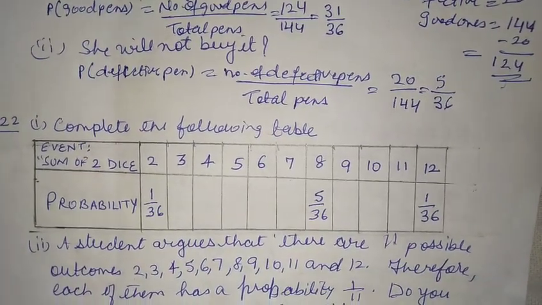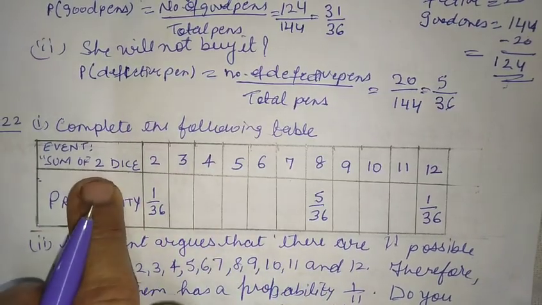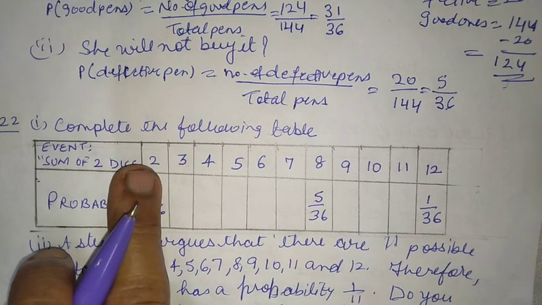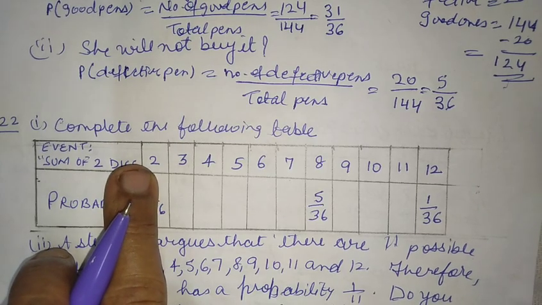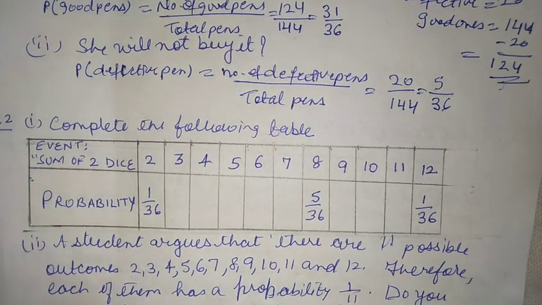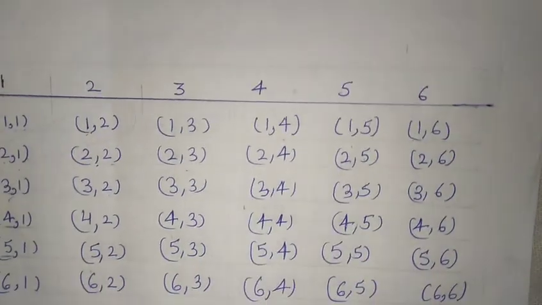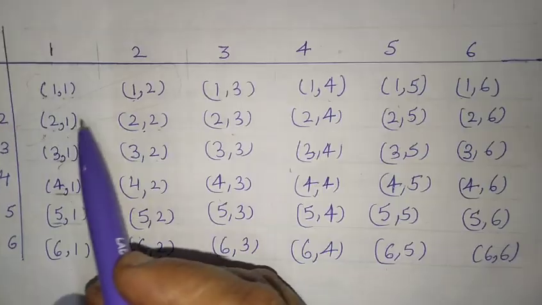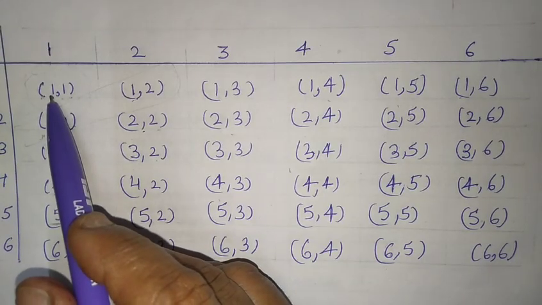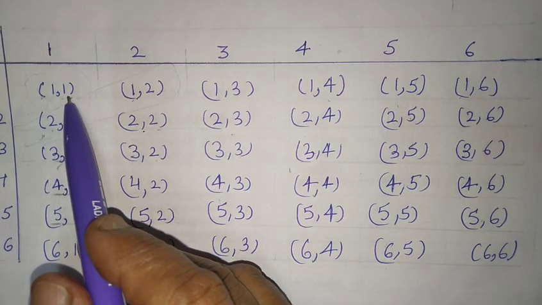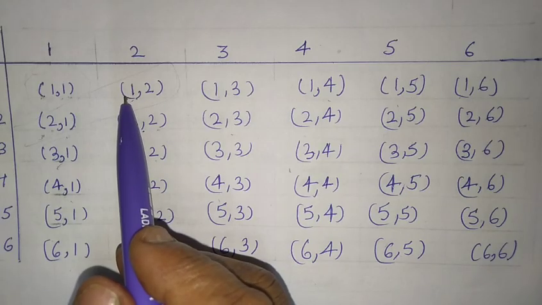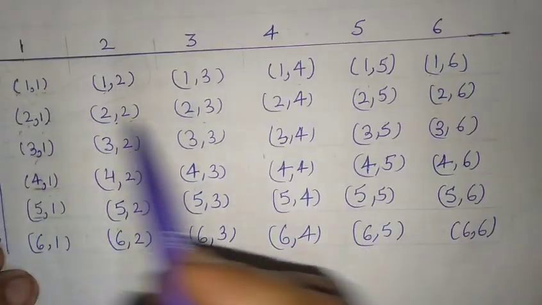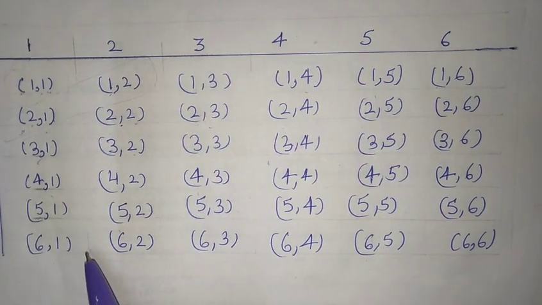So we have to complete the following table, and the event is the sum of 2 dice. So when we throw 2 dice, its sum is 2. What is the probability that its sum is 2? Let us go to the total outcomes here. So when we throw 2 dice, the total outcomes we get are 36. If we throw 1 die, it can have 1, the other one also can have 1. If we throw the first die, we can have 1, and when we throw the second die, it can have 2 here. So like this we have total outcomes, that is 36 here.